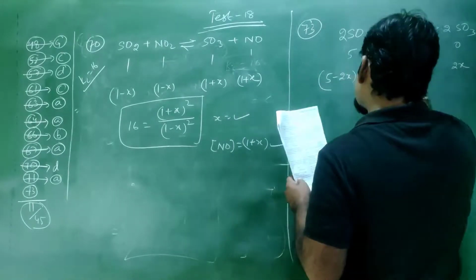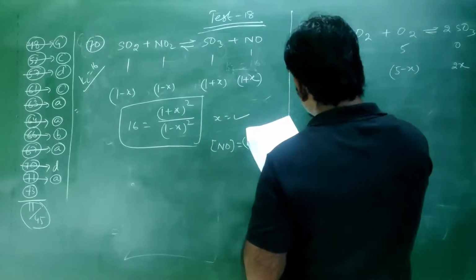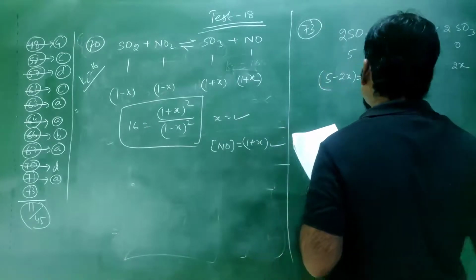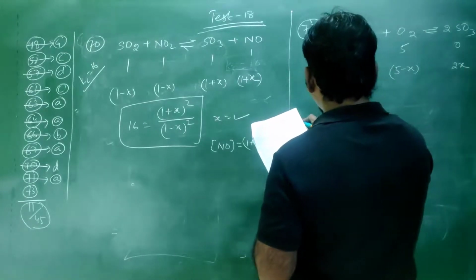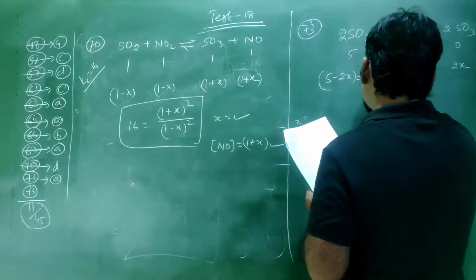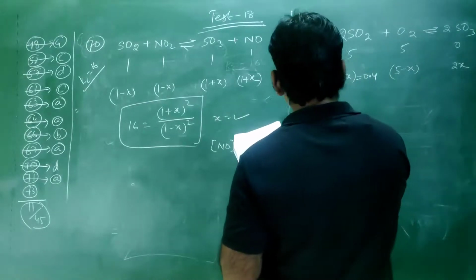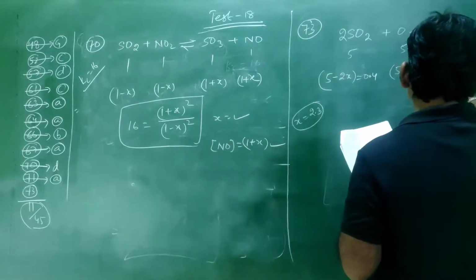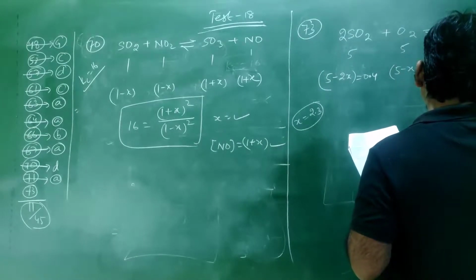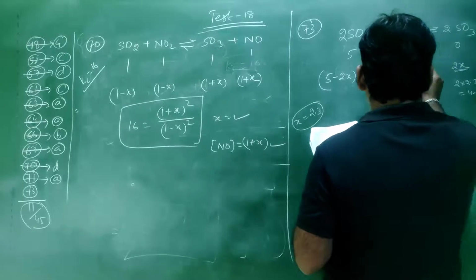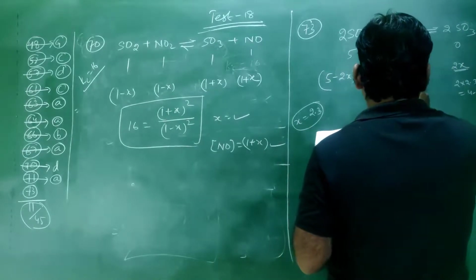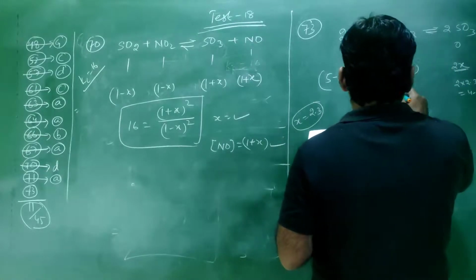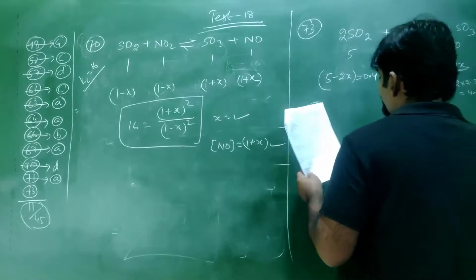Now 60% of SO2 is used up. So 5 minus 2x is left out, which is only 40%, so this value will be 0.4. So we'll get the value of x. That is, 2x equals 5 minus 0.4, which is 4.6. So x will be 2.3. This value will be 2 into 2.3, that is 4.6. This value will be 5 minus 2.3, which is 2.7.